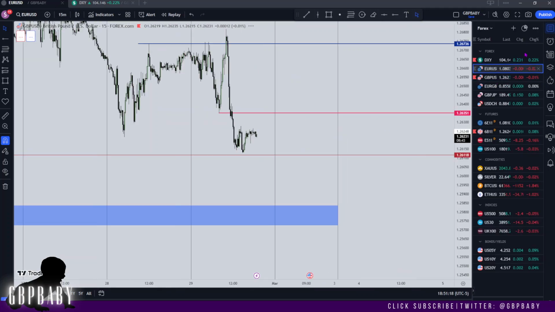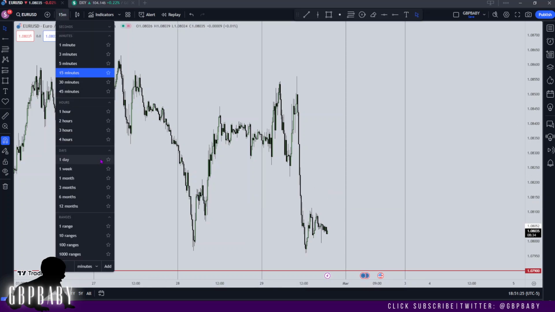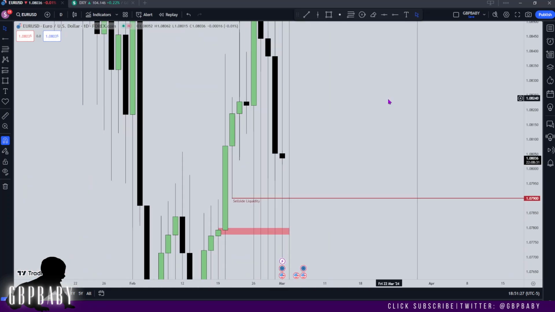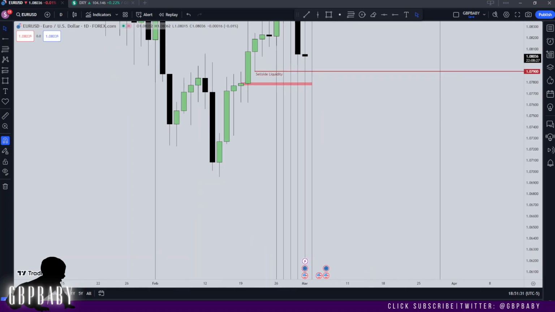Finally, let's finish on Euro USD. It's going to be pretty much the same thing. I'm going to start on the higher time frame for us. We'll start on the daily. I've done the same thing again. Ignore these lines. In fact, let's just get this sorted.